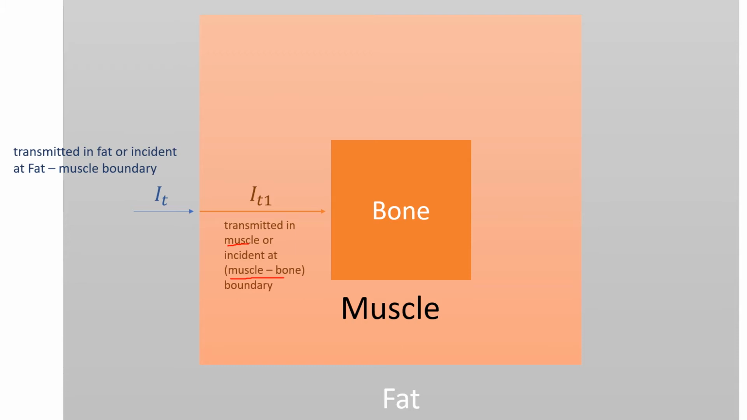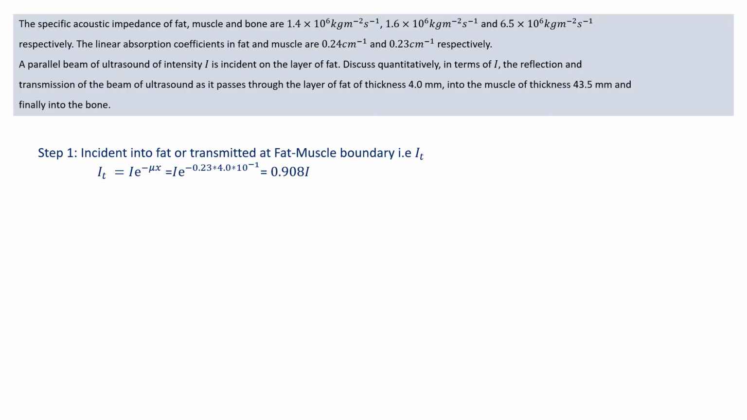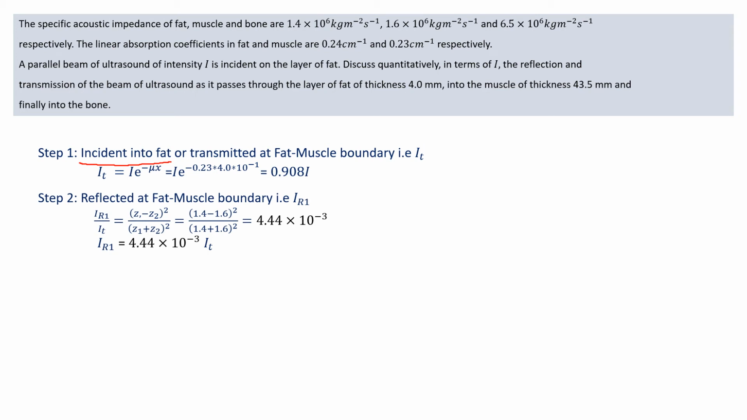So transmitted means this is the muscles, and IT is ultrasound wave is transmitted over here, but this is incident at muscles bone boundary. So this is the muscles bone boundary, and this is the reflected at fat muscle boundary. So this we already did it before. So this is the incident into fat, so we'll be calculating the reflected into fat muscle boundary. So this is the reflected at fat muscle boundary, that is IR.